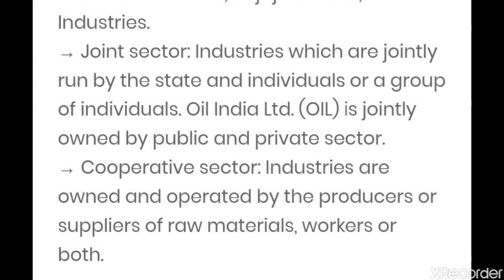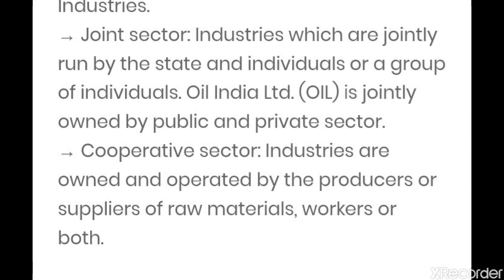An example of joint sector industries is Oil India Limited. It is jointly owned by the private and the public sector. In short, you can say an industry owned, controlled, and managed by the government and individuals or a group of individuals is a joint sector industry. Oil India Limited is an example.